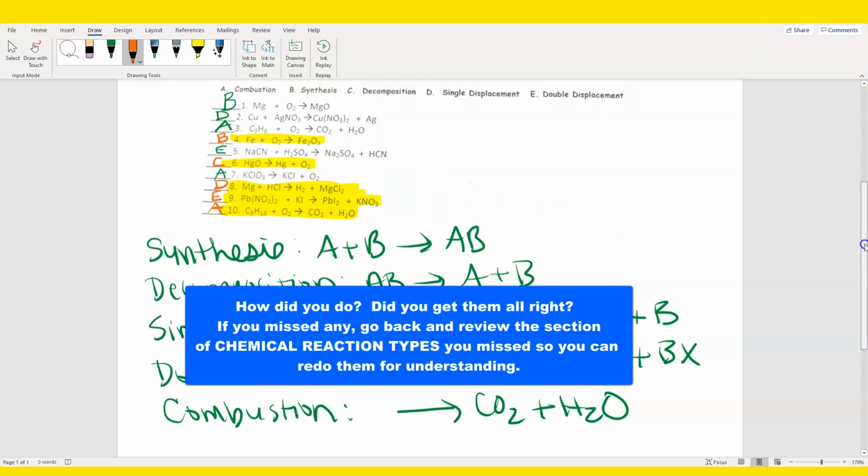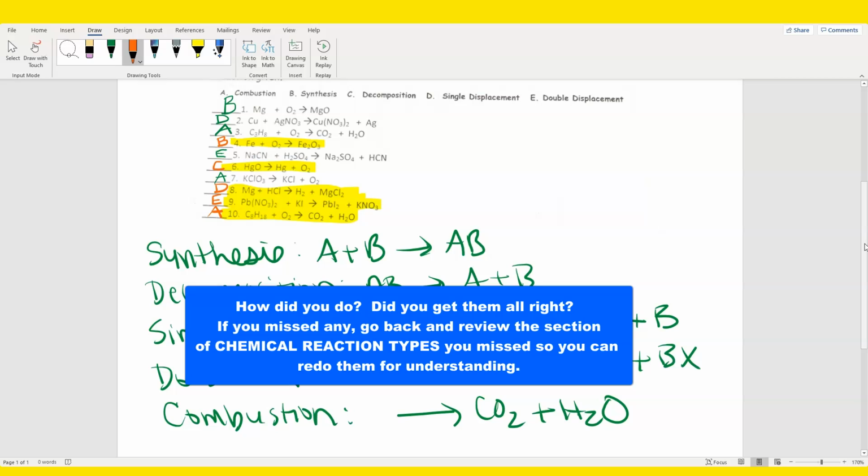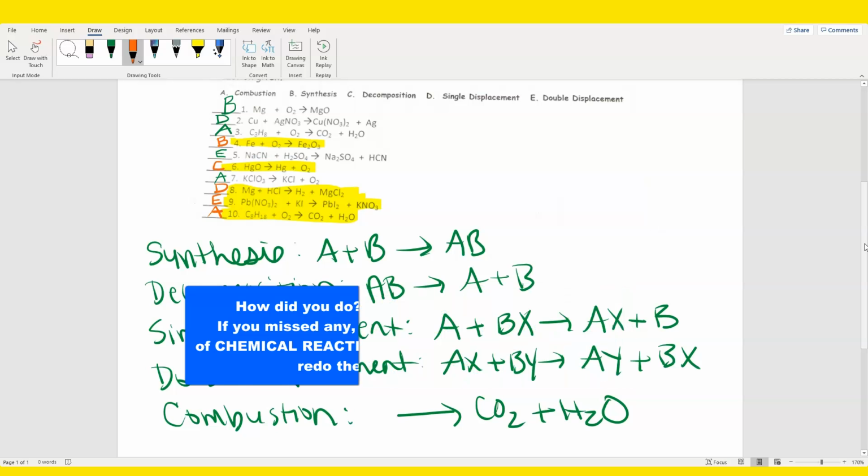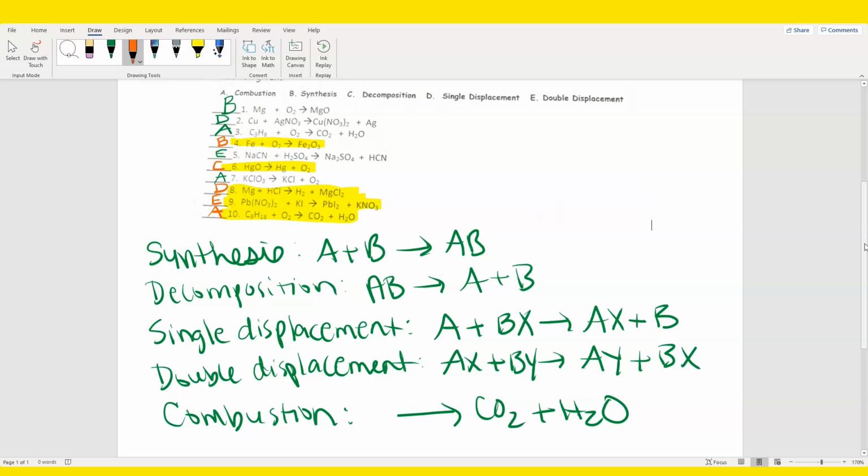Okay, in the next video, I'm going to show you how to balance these chemical reactions. All right, so stay tuned for part 2 of this video. How do you balance these reaction types? Let's get into it.